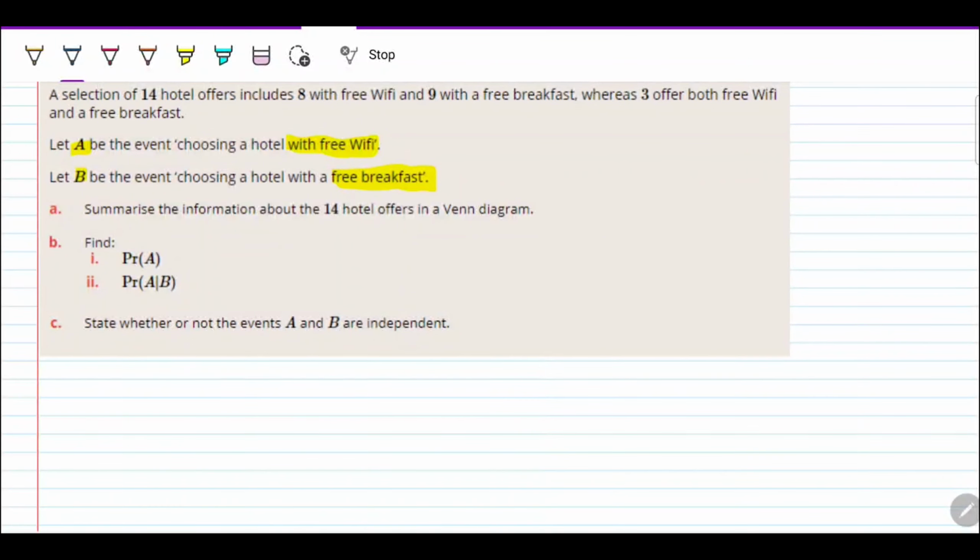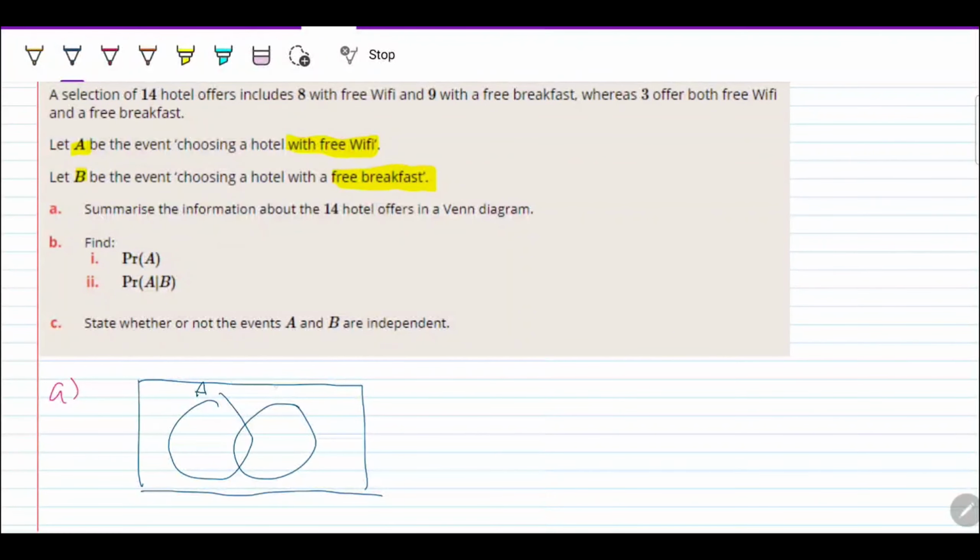So to start off our Venn diagram, we would first need to draw a box followed by 2 circles. So that's my box, and we've got 2 circles here. Let's label this as A, let's label this as B. So A is going to represent free Wi-Fi, B will represent a free breakfast. We know that this needs to add up to a grand total of 14. So we want to start with the common theme first. So it's 3 that offer both free Wi-Fi and a free breakfast. So let's put a 3 here.